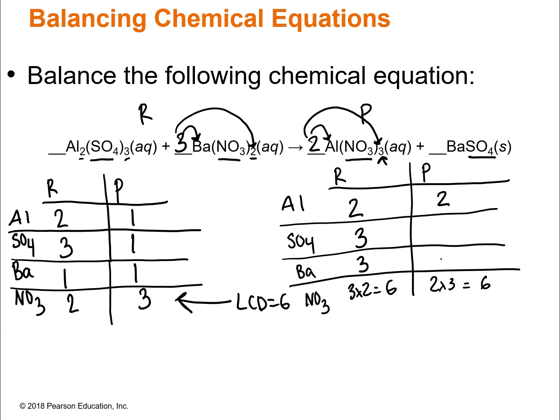We've still only got 1 barium and 1 sulfate on the product side. So let's deal with that next. If we add a 3 in front of the barium sulfate, that's going to multiply both of those by 3. And everything should balance out. But just to make sure, you can do one final chart to make sure all your craziness adds up.